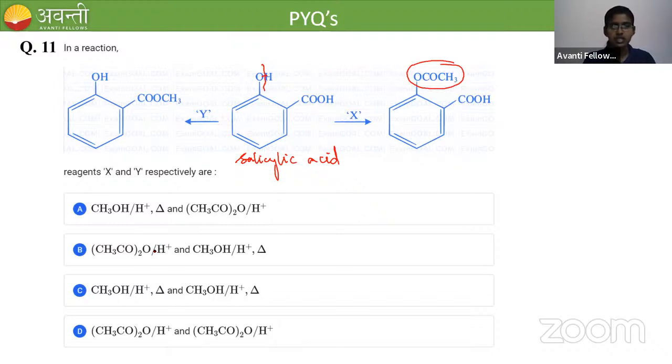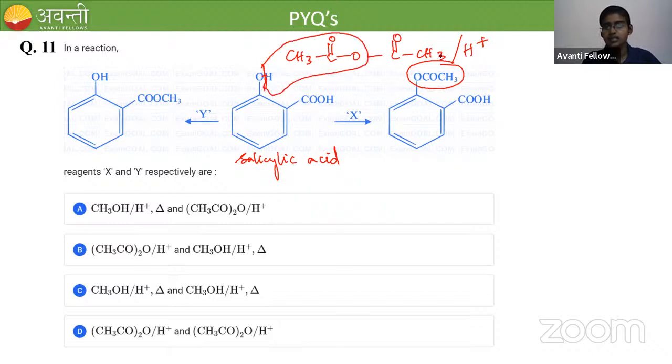So here you can see acetic anhydride, CH3 C double bond O, and C double bond O CH3. Okay, this is acetic anhydride in presence of H plus. So the OH bond cleaves and the CH3COOH will go out as acetic acid, and the CH3CO acyl group will be attached to the oxygen here. So we get OCOCH3. So the reagent X is acetic anhydride. Okay. And come to Y.